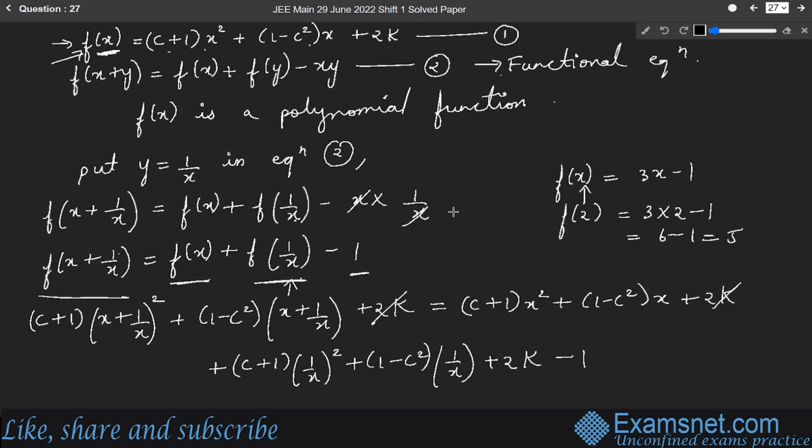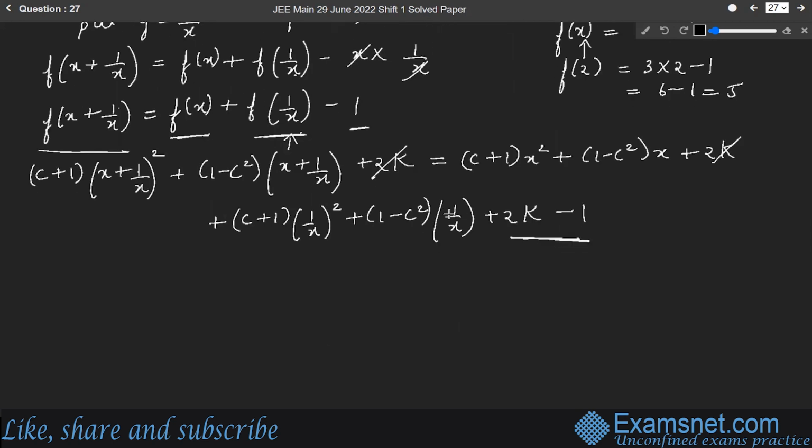Okay. Now we do not need to solve this whole equation. We have calculated so much here, but now what we have to do is just focus on the constant part. On the right hand side, you can see that the constant part is 2k minus 1. Now talking about the left hand side. Left hand side has the first part (c + 1) into (x + 1 by x) whole square, right?